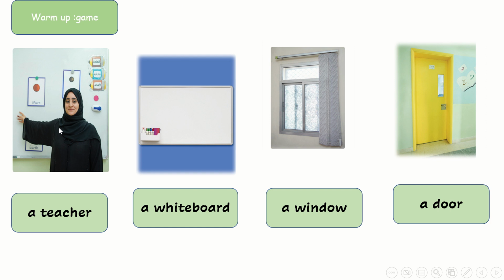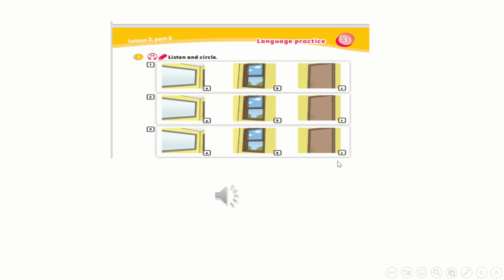Number one, it's a window. Yes? Sit down. Very good. So this is a teacher. Yeah. It's a window. Sit down. It's a whiteboard. It's a window. Yeah. Stand up. Very good. It's a door. Great. Yeah, you have to stand up. It's a door. Correct. So here we have a teacher, a whiteboard, a window, and a door.